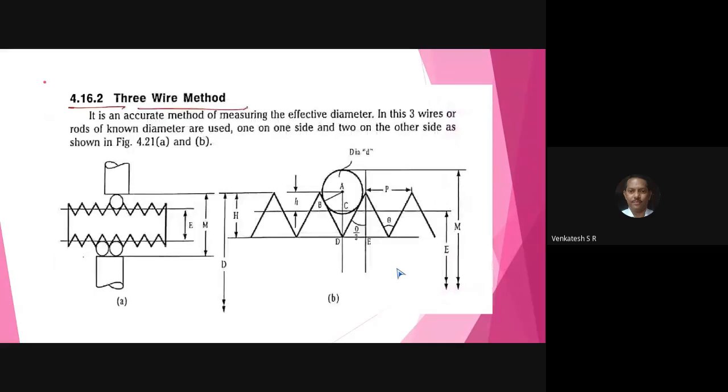As I told you earlier, we have two methods: one is the two-wire method, the other is the three-wire method. You have this experiment in the metrology lab, the measurement of elements of the thread by using the three-wire method. This is very, very important. All of you, please write down the question.